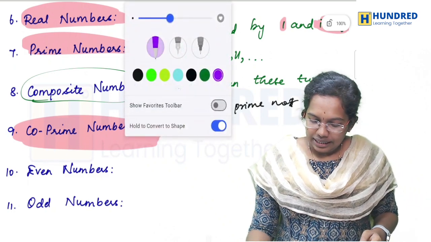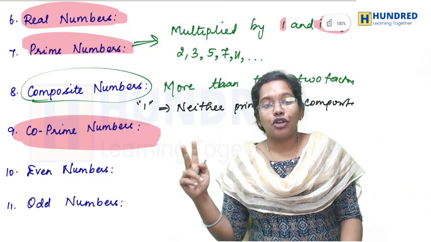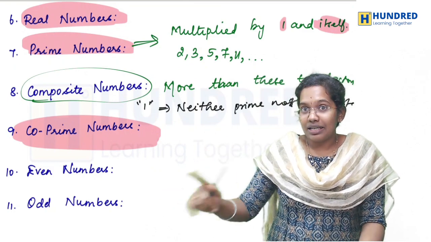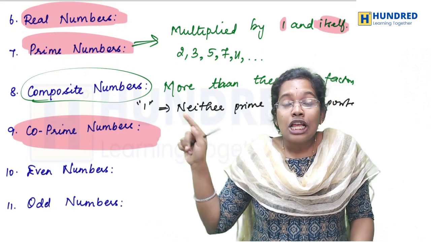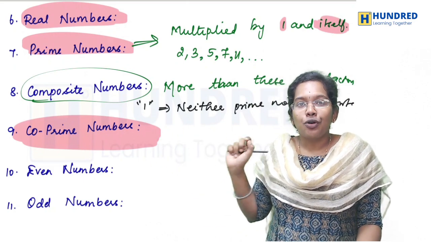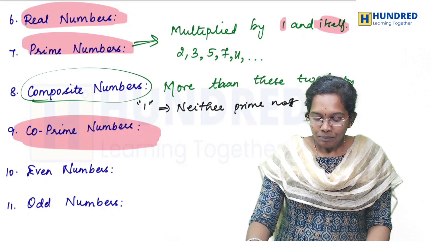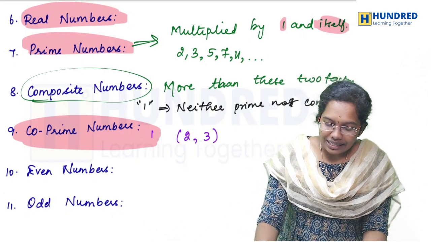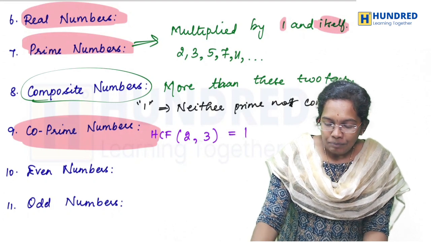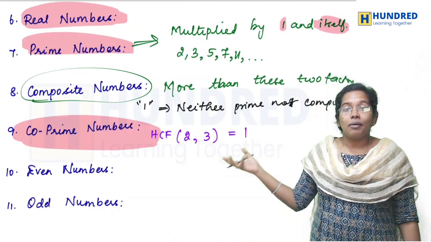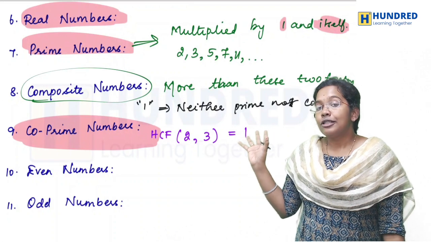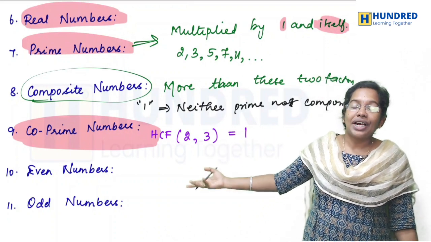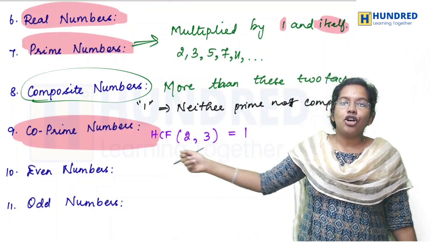So if you are taking 2 numbers, and the HCF of those 2 numbers is equal to 1, then those 2 numbers are called what? Co-prime numbers. Take 2 and 3, these 2 numbers. If you are finding the HCF of this, then their HCF is what? Highest common factor is 1 alone. So in this case, 2 and 3 are called what? Co-prime numbers.